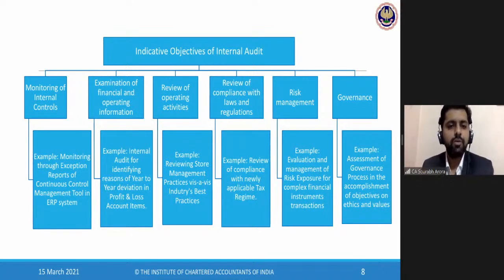Second is the examination of financial and operating information. But doesn't the statutory auditor do that? Of course he does that. Of course it is his duty to examine the financial information.